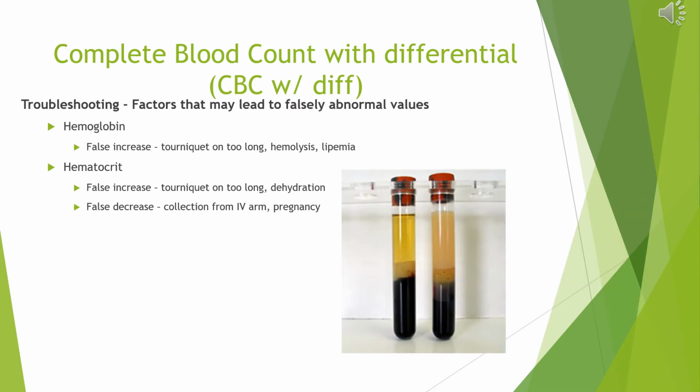All right, this is our last slide on the CBC with diff. So just to finish it up, troubleshooting factors that may lead to falsely abnormal values. This can occur, it will occur. You're going to see this where you have a huge change in a patient that's very stable, asymptomatic. If this occurs, you may want to consider some possible reasons why, and of course get a repeat count.